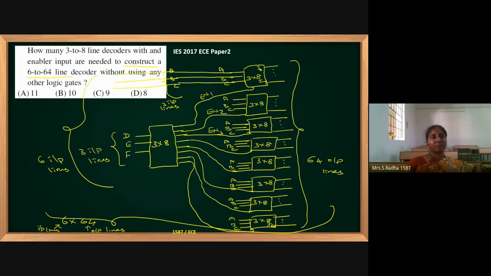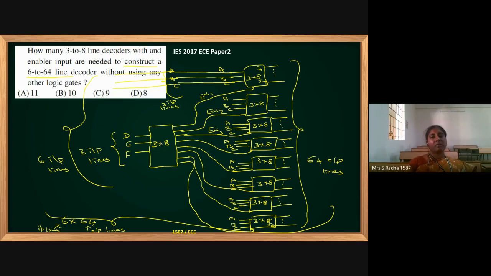Here, simply dividing the number of required outputs by the number of existing outputs will not give you the answer. If you apply that formula, the number of required outputs is 64 and the number of existing outputs is 8, so 64 by 8 is 8. But with 8 decoders, we are not able to achieve this. A 9th decoder is required, which will provide the enable signals for all the 8 decoders.